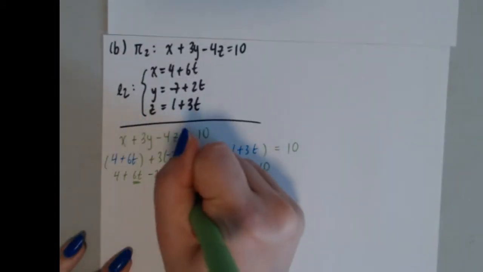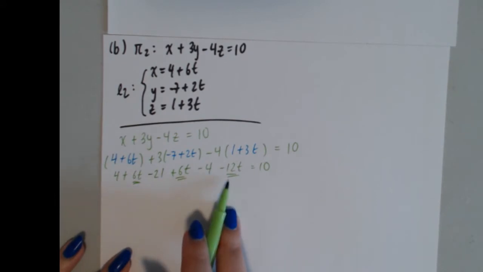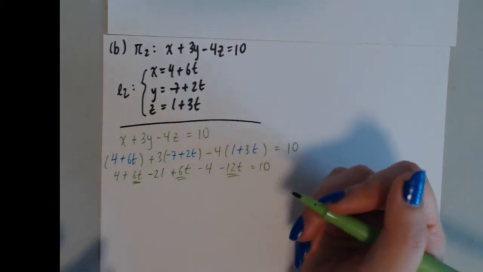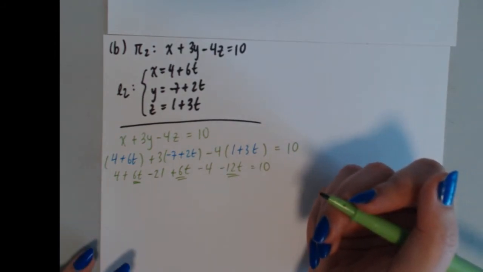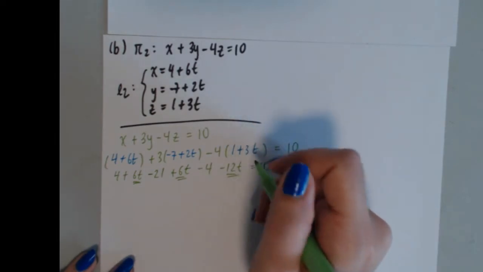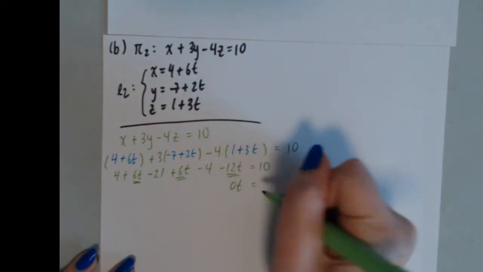So collect your like terms. So there are t's. 6t plus 6t is 12t. 12t minus 12t is 0t. Now, I know usually at this point you wouldn't even want to write anything. Maybe you'd want to just write 0 or nothing. But write 0t. If you have no t's, write 0t, and you'll see why in a second.